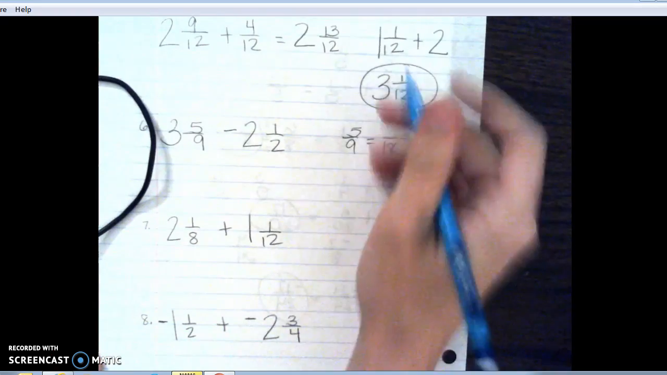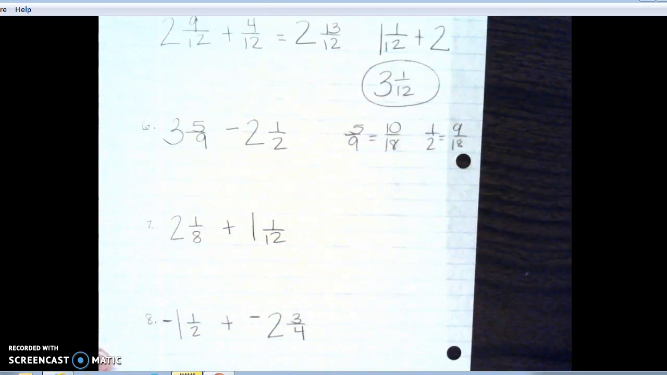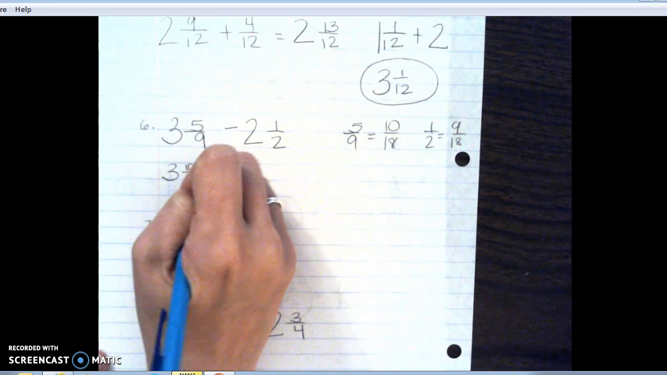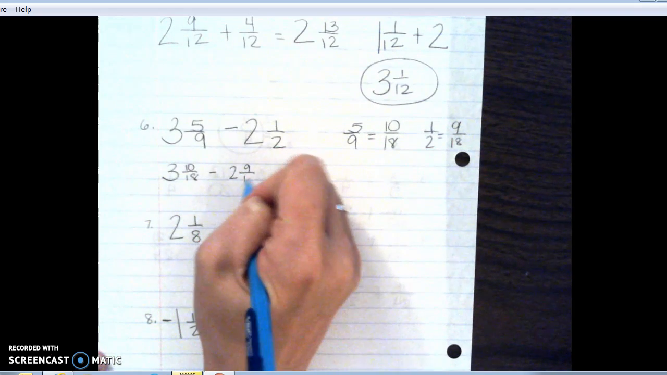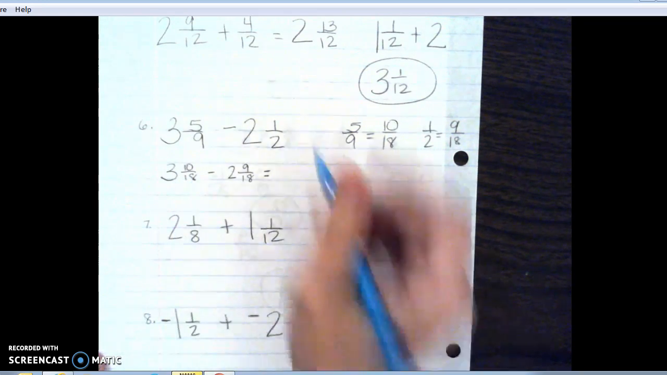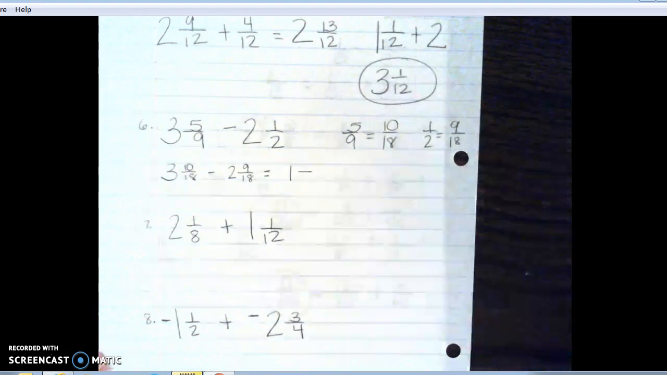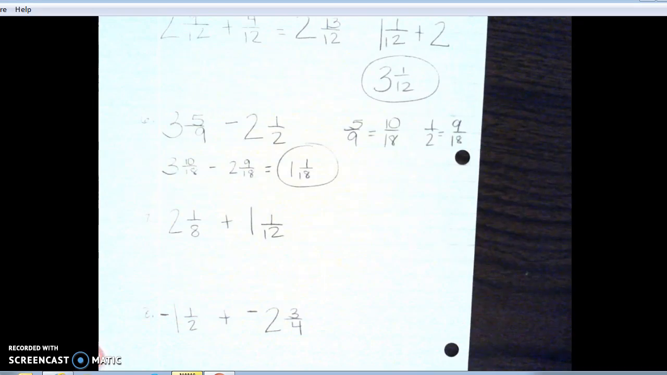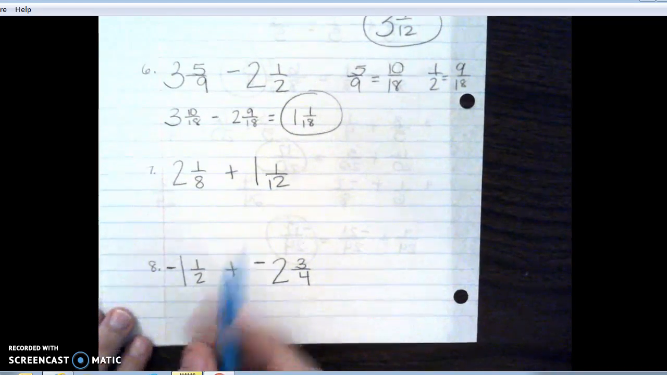Over here I multiplied by 2, so this is 10. And from here I multiplied by 9, so this is 9. So my new fraction is 3 and 10/18 minus 2 and 9/18. Subtract the whole numbers. 3 minus 2 is 1. Subtract the numerators. 10 minus 9 is 1. Keep the denominator. So you should have got 1 and 1/18.